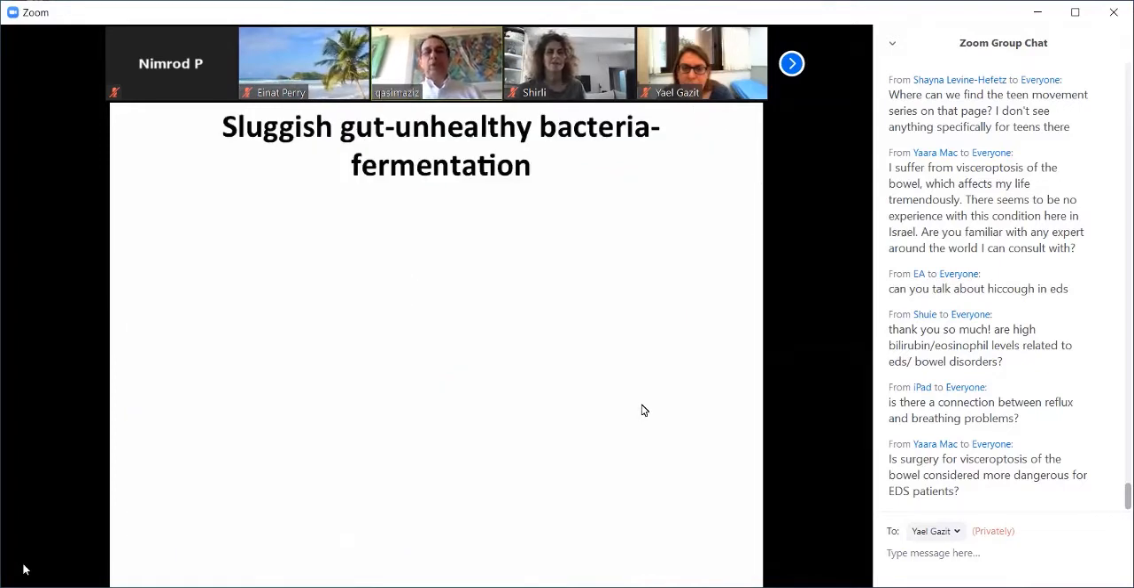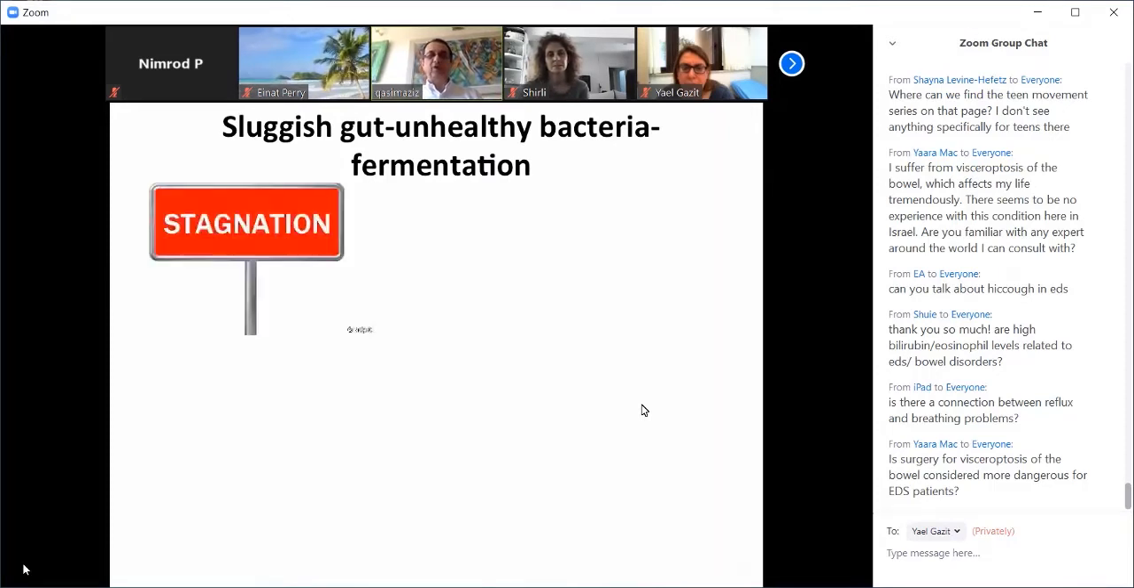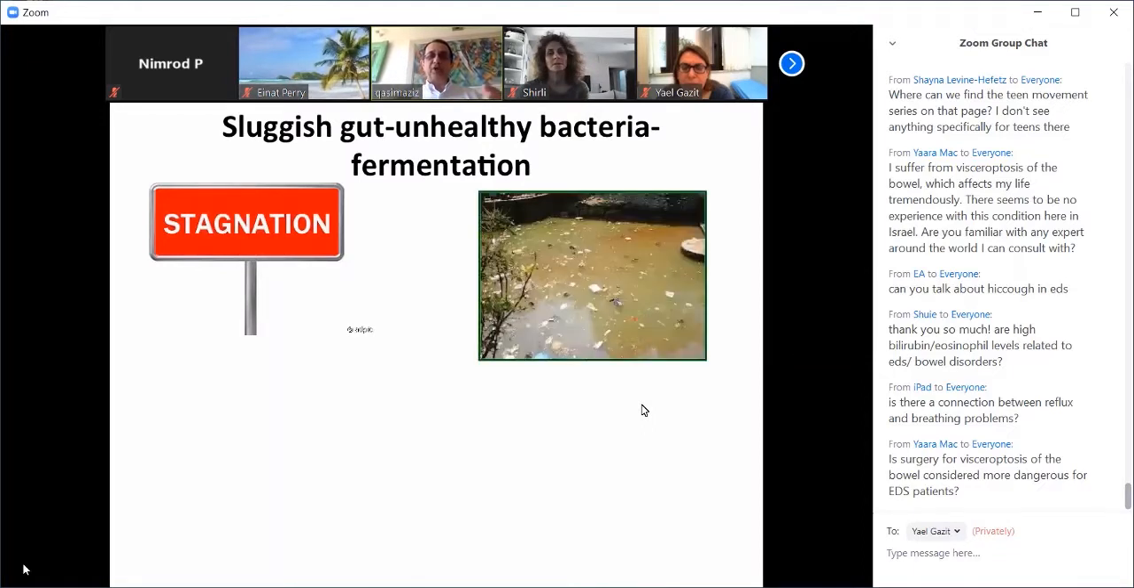Now, what is the consequence of there being a very sluggish gut? We've been talking about the fact that the esophagus is sluggish, the stomach is sluggish, the bowel is sluggish. What does that lead to? Well, one of the consequences of that stagnation, you've got food, fluid, stool, all mixed in together in the bowel, is that instead of a nice river flowing, you'll get a pond there, or even like a swamp.